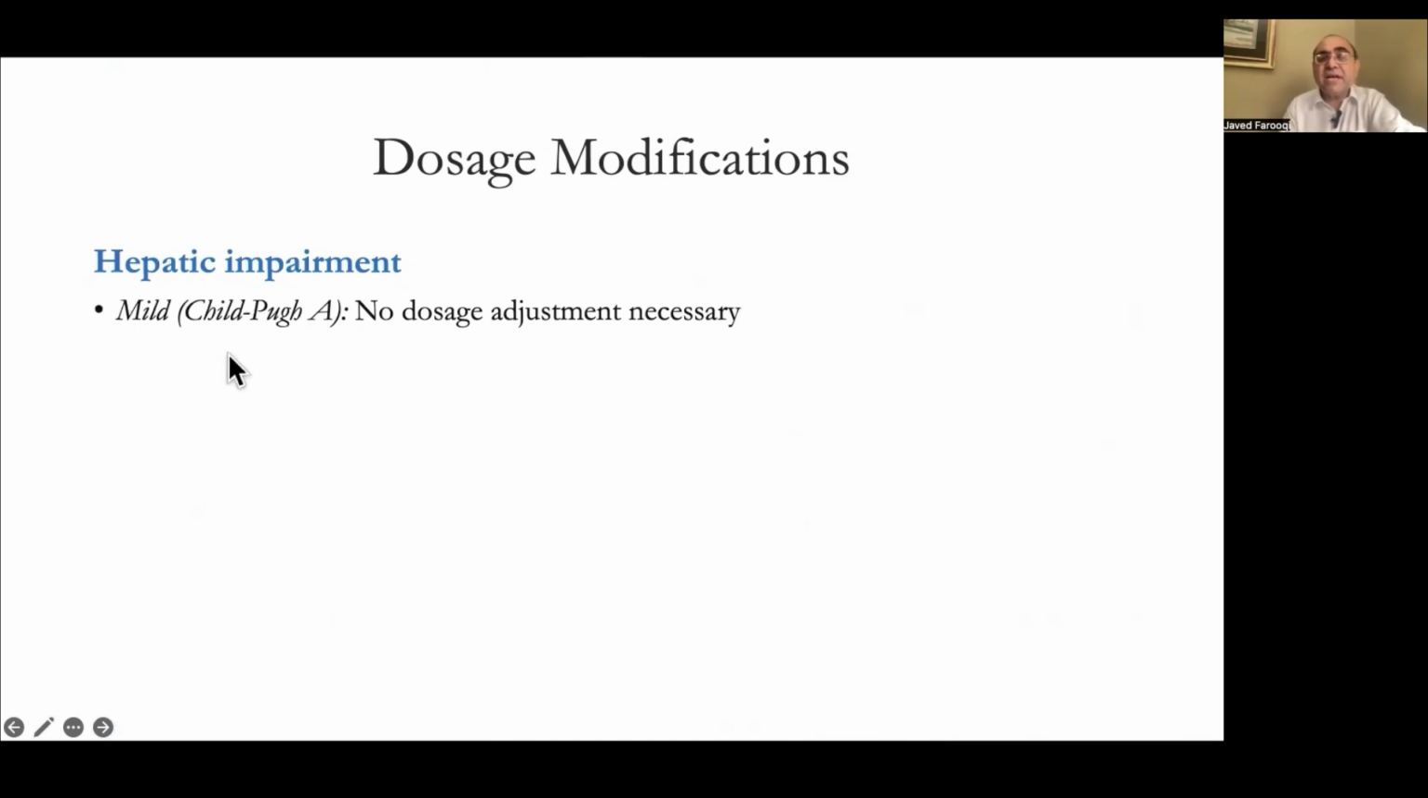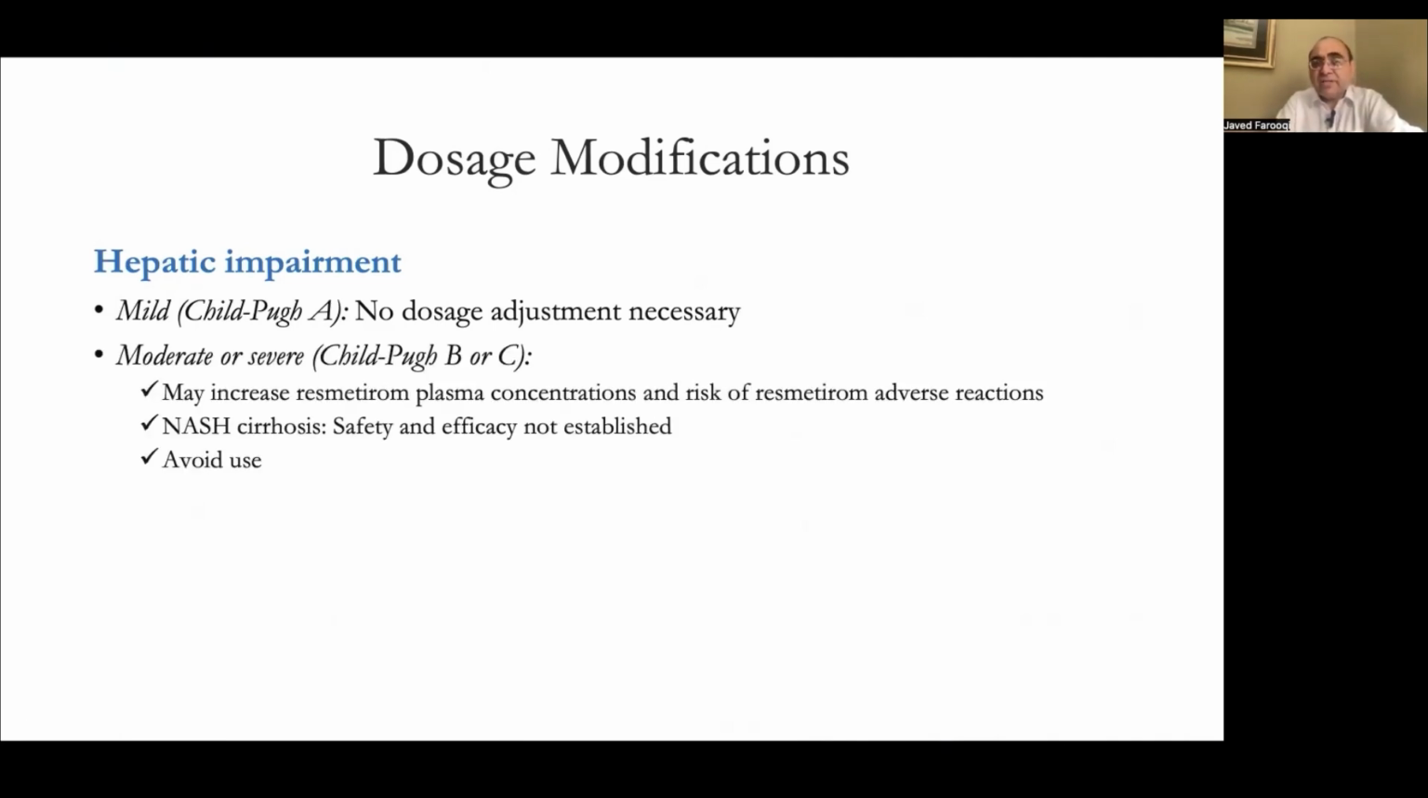What are the dosage modifications? When you start a patient on this drug, does the patient need dosage modifications? Yes, at times. In case of hepatic impairment in Child class A, no dosage adjustment is necessary. So for Child class A, you can give the same dose. Moderate to severe, that is Child class B or C, may increase resmetirom plasma concentration and risk of resmetirom adverse reactions. And NASH cirrhosis safety and efficacy is not established yet for clinical use. Therefore, avoid using resmetirom in Child class B or C cirrhosis.